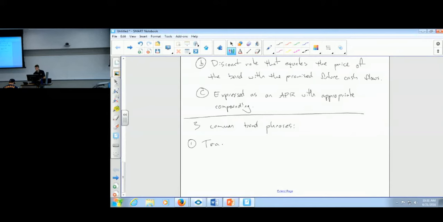The first one is, you'll hear folks say a bond is trading at par. Has anyone already read ahead and know what trading at par means? Trading at face value. Yeah, it's trading at face value. So the current price is equal to the face value.